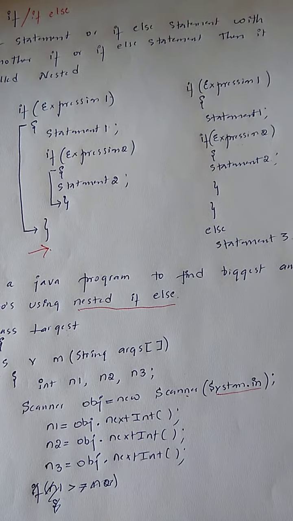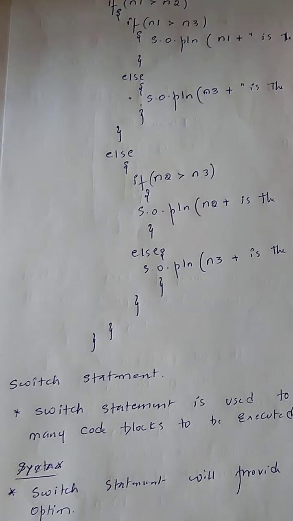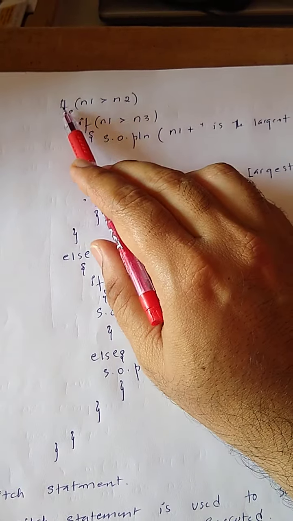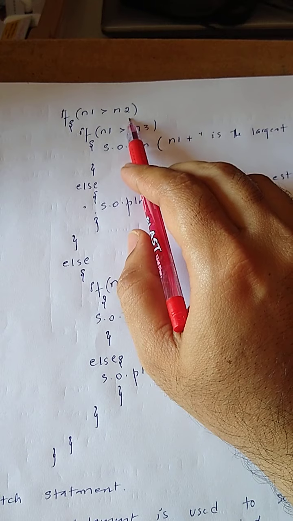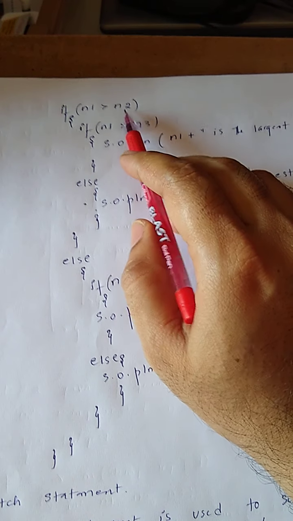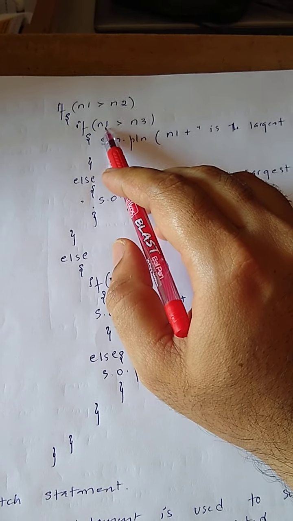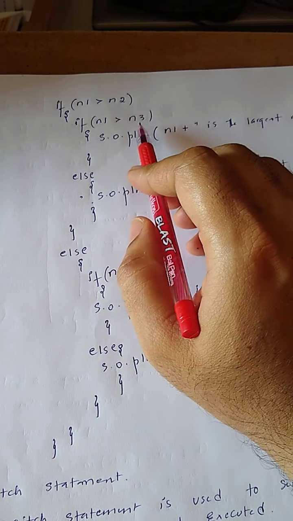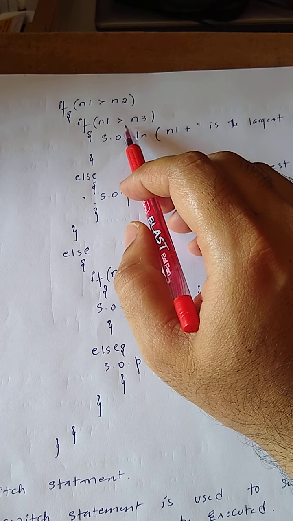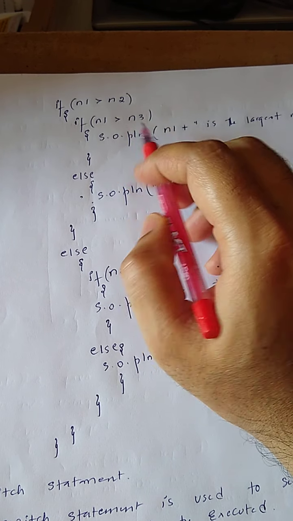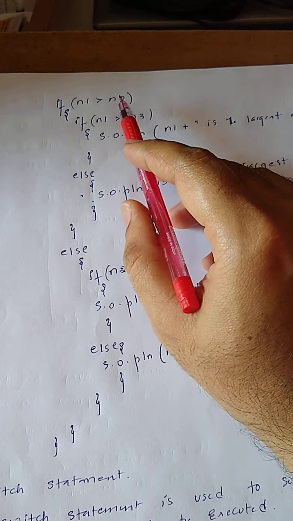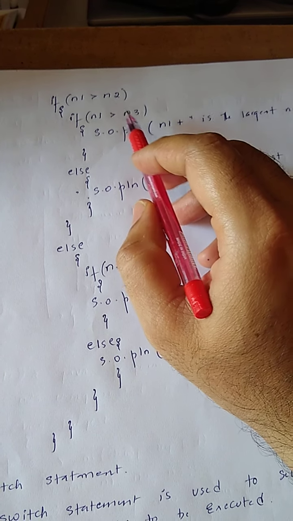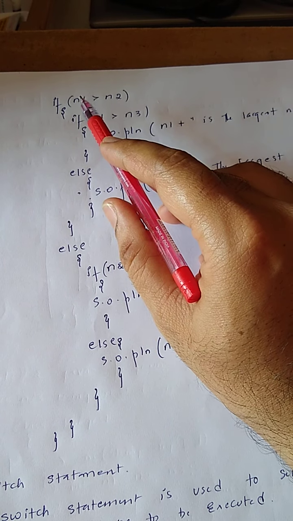Next I have to use the nested if else statement. I go with an if statement, checking whether n1 is greater than n2. Then, in a nested if else statement, I check whether n1 is greater than n3. If both are true, then n1 must be the largest number, and that will be printed. If the first is true and the second is not true, then n3 is greater than n1, but n1 is greater than n2.